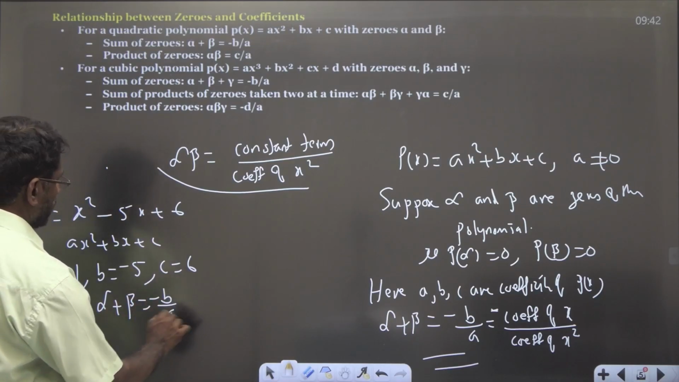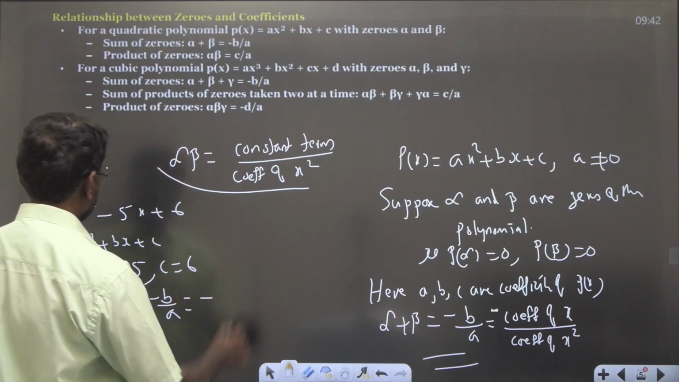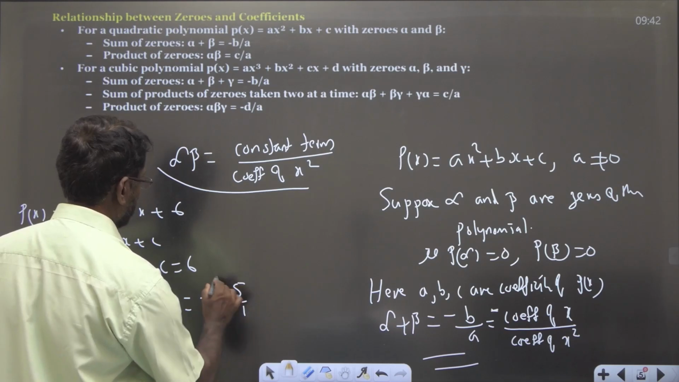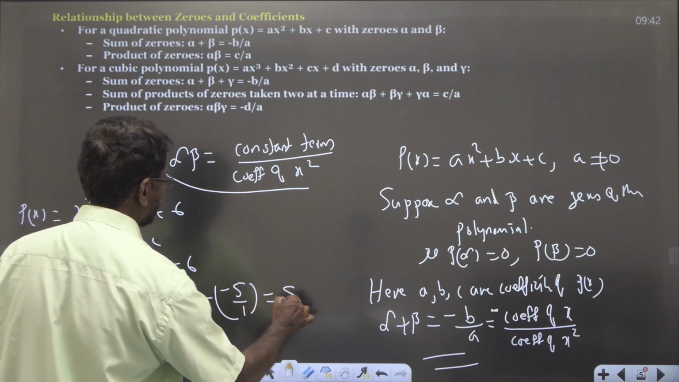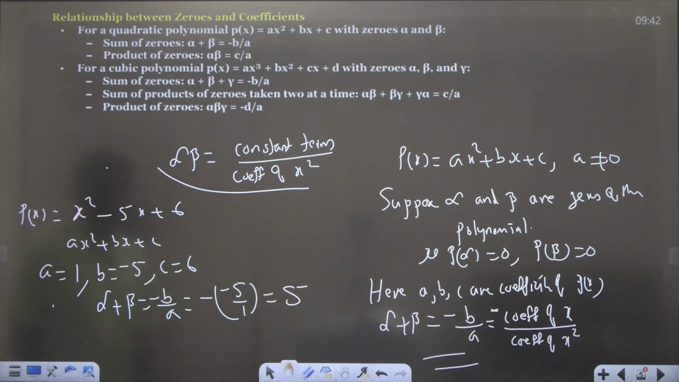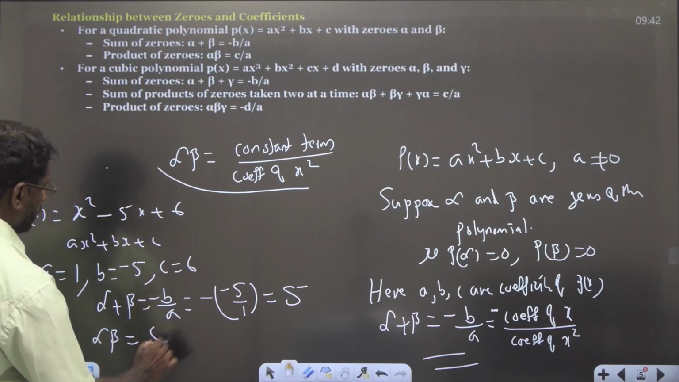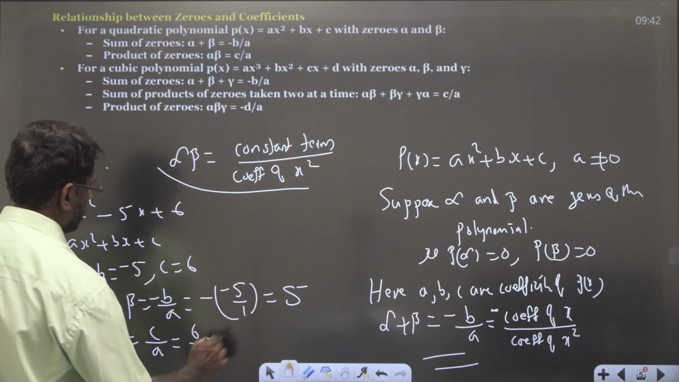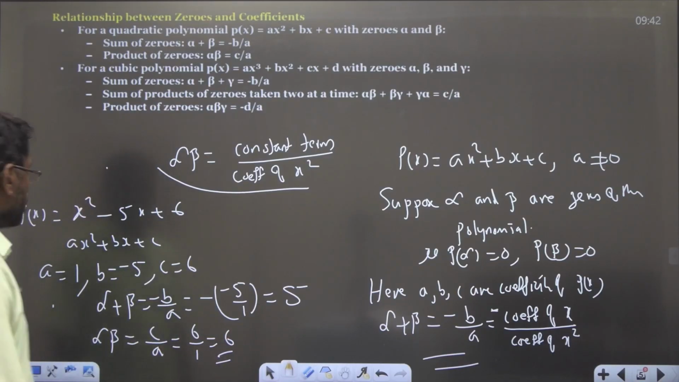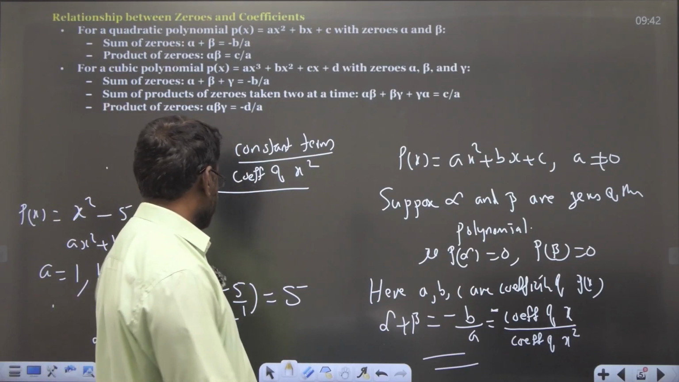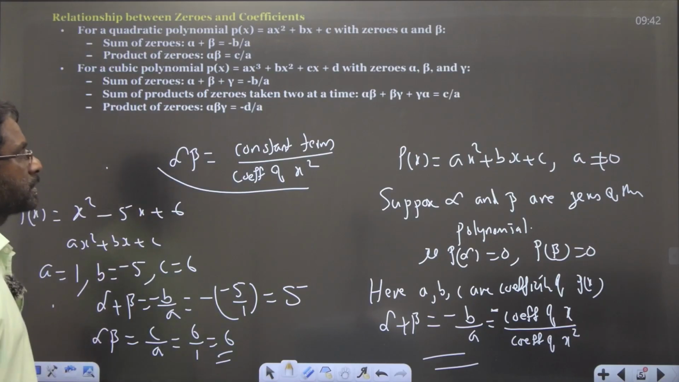beta is minus B by A, that is minus negative 5 by 1, that is 5. What is alpha beta? Alpha beta is C by A, that is 6 by 1 equal to 6. Alpha plus beta is minus B by A, alpha beta is C by A.